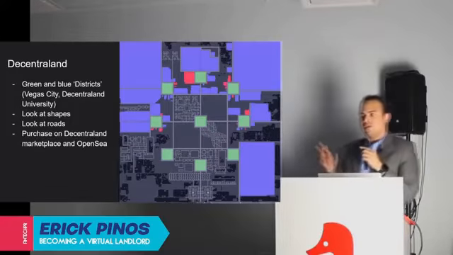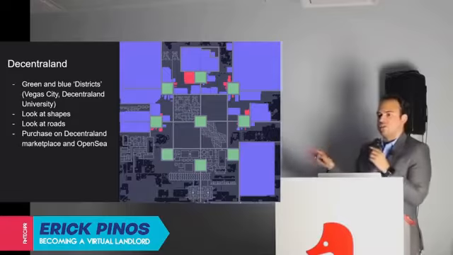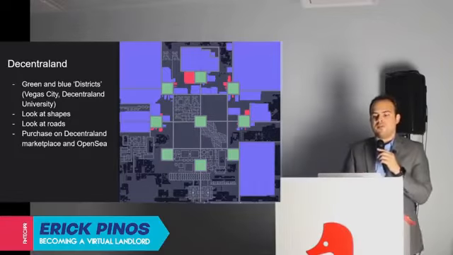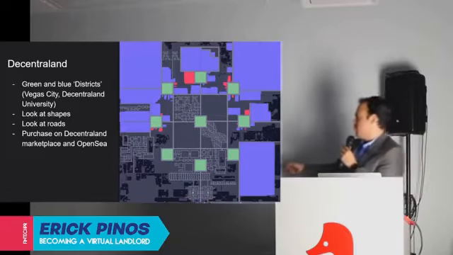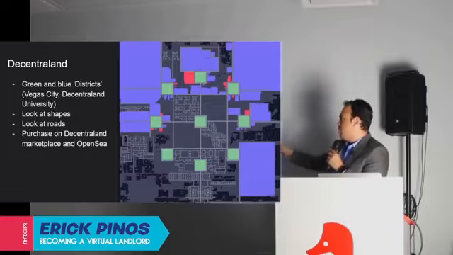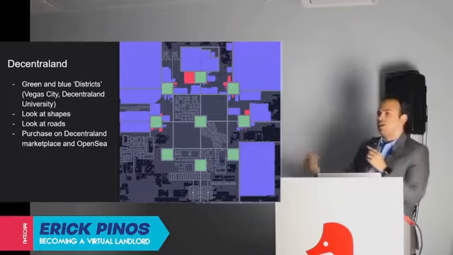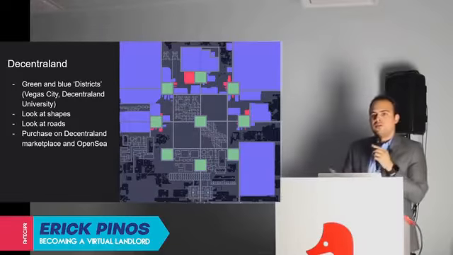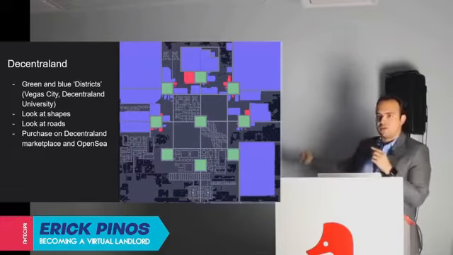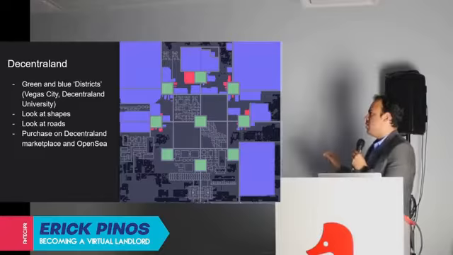In Decentraland, you can see green and blue districts, which are not available for you to purchase. Anything that's available for you to purchase is in gray. And if something is in red, this is an example of a profile. So if it's in red, it shows you something that you already own. If you go to decentraland.org, you can see this as a viewer there.